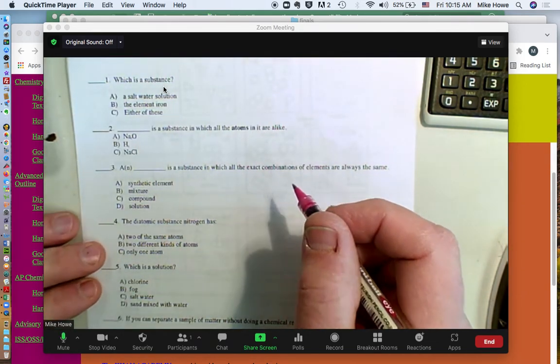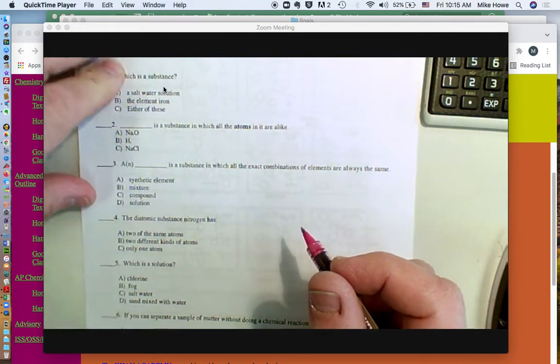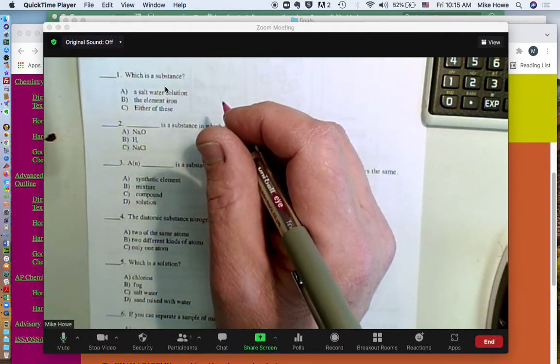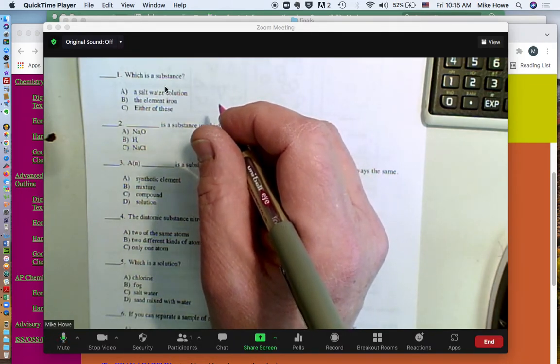So I thought I would take time to give an explanation of the practice final. Hopefully it will help some of you do better on it. So the first question, which is a substance?